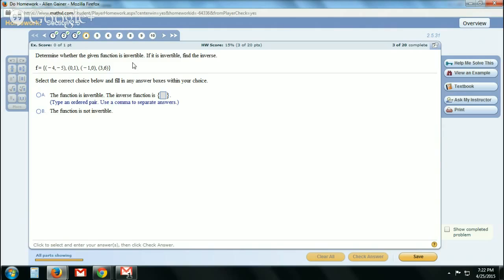Now, if you notice in our directions this time, if something is one-to-one, that's going to mean that it is invertible and we'll be able to find an inverse. When you have something that is a one-to-one function, no x can be repeated, no y can be repeated. It must pass both the vertical line test and the horizontal line test. If those things happen, then you'll have an inverse that we'll talk about a little bit later.